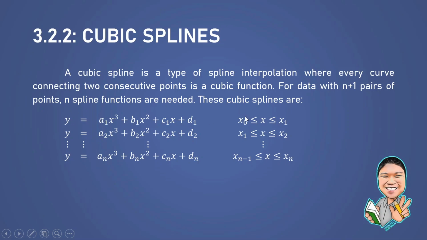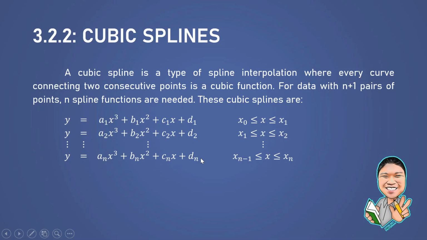So, halimbawa, for x sub 0 to x sub 1, y is equal to a sub 1 x cubed plus b sub 1 x squared plus c sub 1 x plus d sub 1. For the second interval, y is equal to a sub 2 x cubed plus b sub 2 x squared plus c sub 2 x plus d sub 2. So on and so forth hanggang sa last interval, y is equal to a sub n x cubed plus b sub n x squared plus c sub n x plus d sub n.